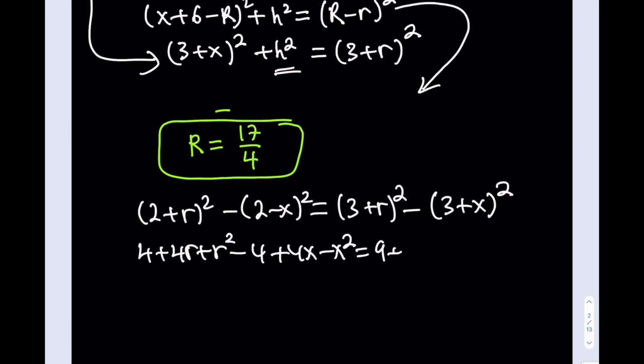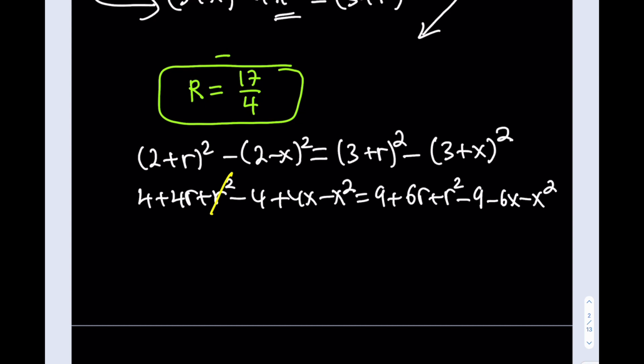That's good. 9 plus 6r plus r squared minus, 9, not 6. It should be 3 squared minus 9 minus 6x minus x squared. Awesome. So now we are able to simplify these here. R squared minus x squared, r squared minus x squared. Beautiful. I'm going to get a relationship that's linear, which is cool. And 4 minus 4 is also 0. So that's good. I have 4r plus 4x is equal to 6r minus 6x, okay.